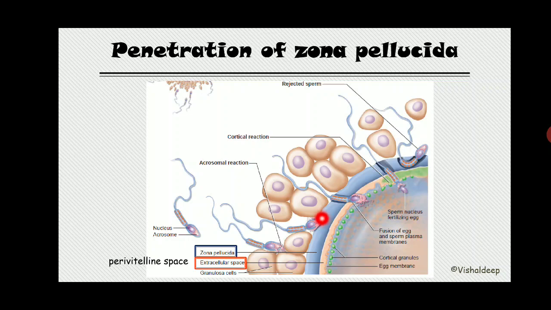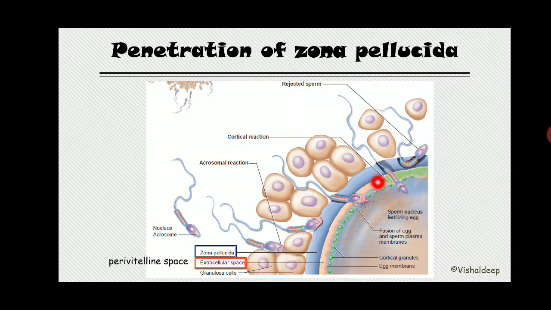Once the sperm binds with the ZP3 receptor, it triggers the acrosomal reaction. Acrosin will release. That acrosin will eventually make an aperture inside the zona pellucida, and through this aperture the sperm will enter inside this extracellular space. What is the name of this space? It is the perivitelline space. Once the sperm enters the perivitelline space, it will bind with the protein that is present over the oocyte membrane, or oolemma.